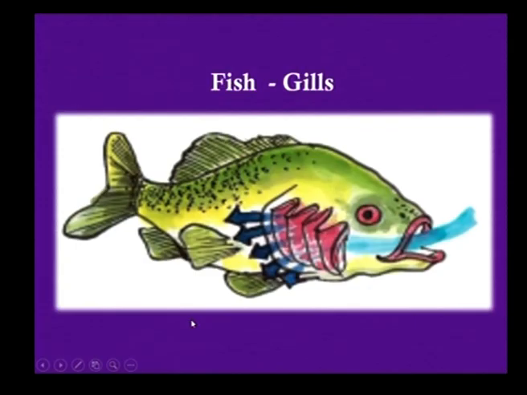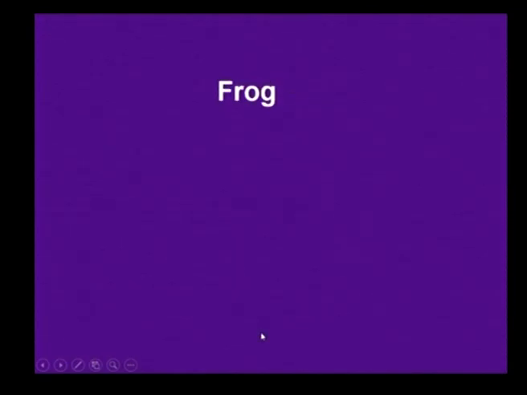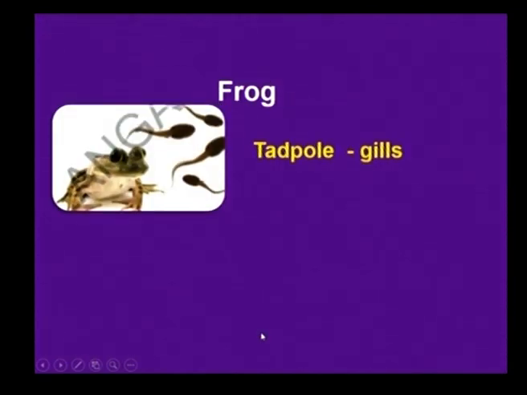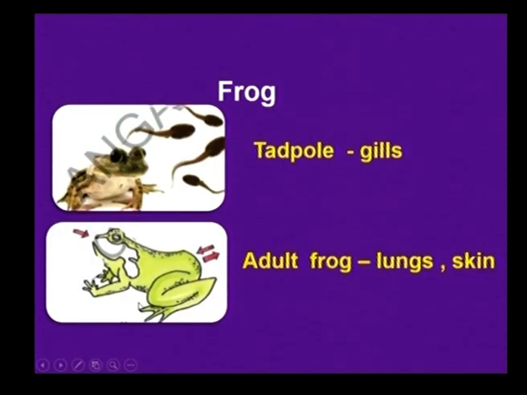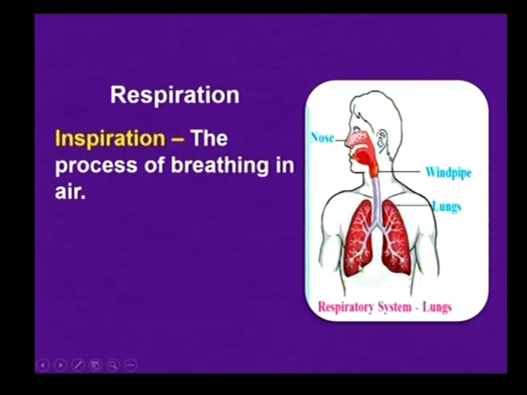And this is a fish. You know that fish live in water. It opens and closes its mouth continuously. So the water passes into the mouth and enters the gills, because gills are the respiratory organs in fishes. Frog. You know that frog is an amphibian animal. Baby frogs look like small fishes and they are called tadpoles. They live in water, so they breathe with gills. An adult frog lives on land and also in water. It breathes with lungs and skin because its skin is moist. Lungs are the main respiratory organs in human beings.